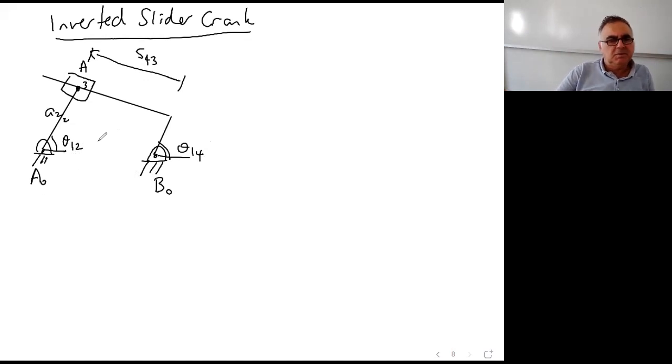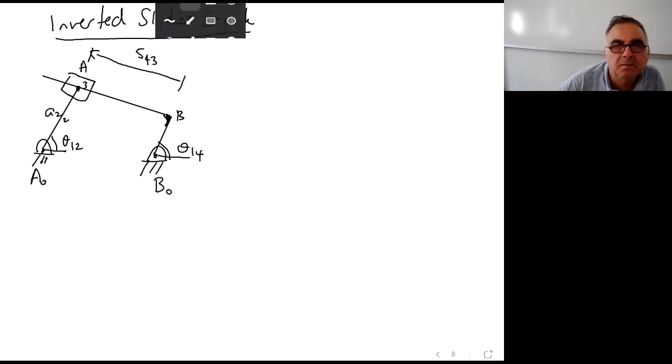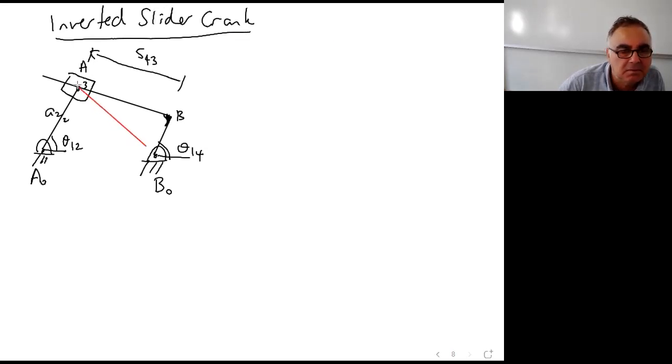Okay, this is the mechanism we have in hand. Let's call this position B. This angle is a rigid angle, and this doesn't change. What we do is we construct a line like here, and we call this P. The length of it is P.